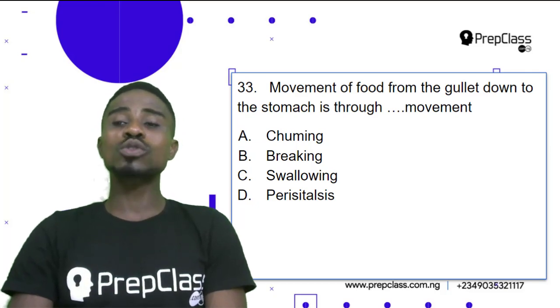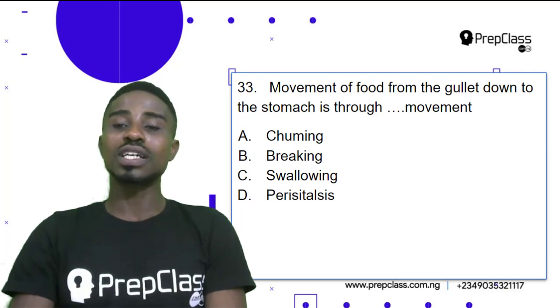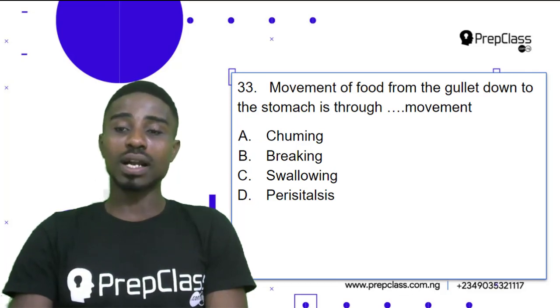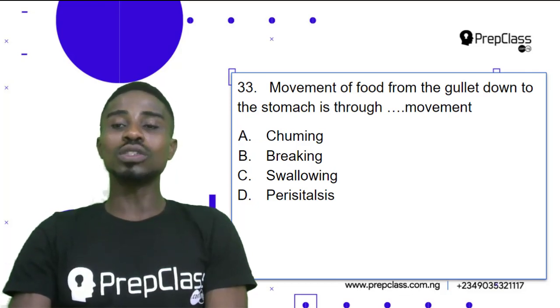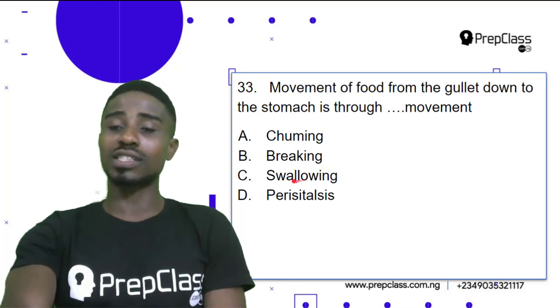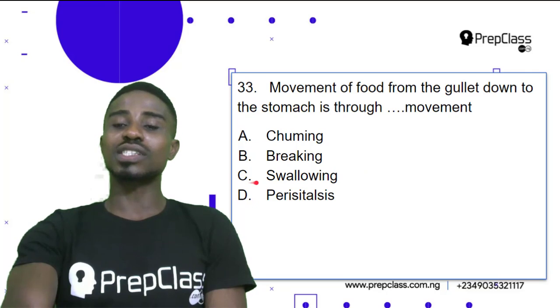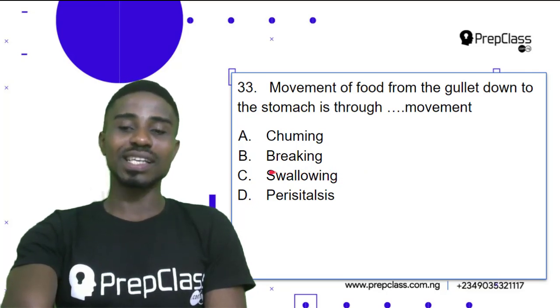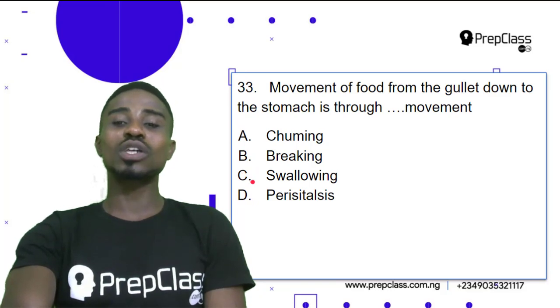Now, the movement of food from the gullet to the stomach is through dash movement. Normally, we would find it interesting to select option C, swallowing. But basically, that's not our correct answer. Our correct answer to this question is called peristalsis.